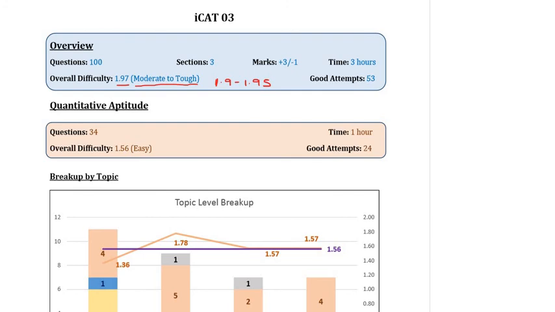As we saw in the first two parts, this mock was characterized by a tough verbal section and a tough DILR section. In contrast, the quant section was fairly simple with an average LOD of 1.56 only. Again, just to put things into perspective, in the actual CAT, this value is rated somewhere between 1.6 to 1.65. So even considering that quant is actually the simplest, this was even simpler than the exam. So that would have increased your attempts for quant in this particular mock.